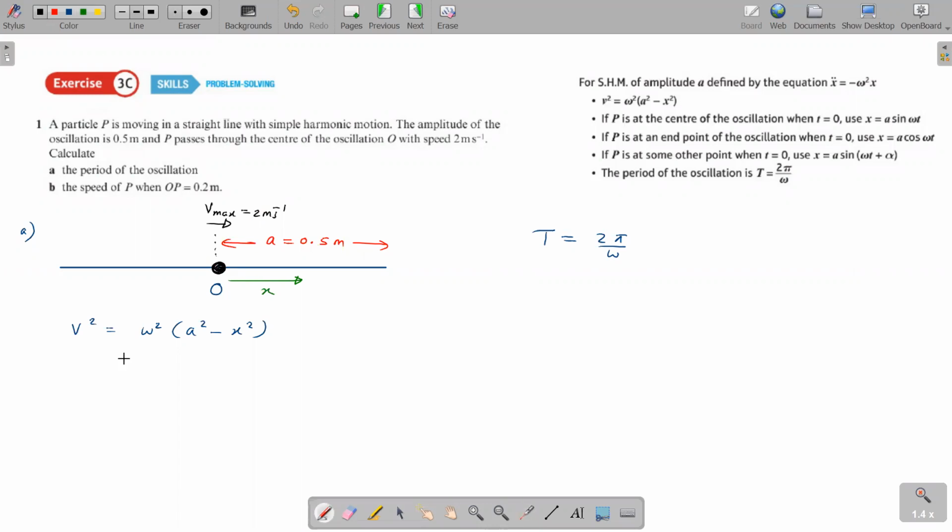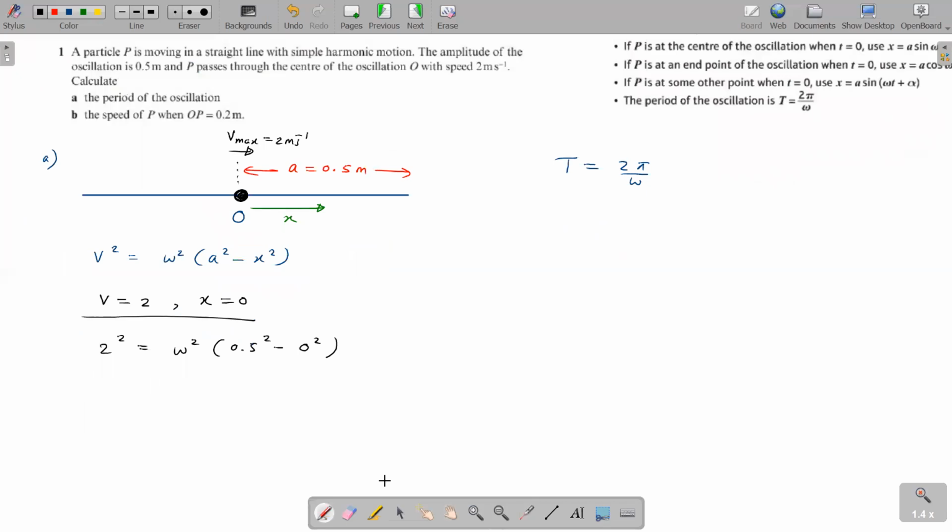So what you'll be doing here is using the value when v is 2, when x is 0. You get 2 squared equals omega squared times a squared, amplitude 0.5 squared, minus x which is 0 squared. Guys, can you see what I just did over here? I replaced the values of v, a and x because I considered a point where I knew the v and x values. And now we can easily find the value of omega.